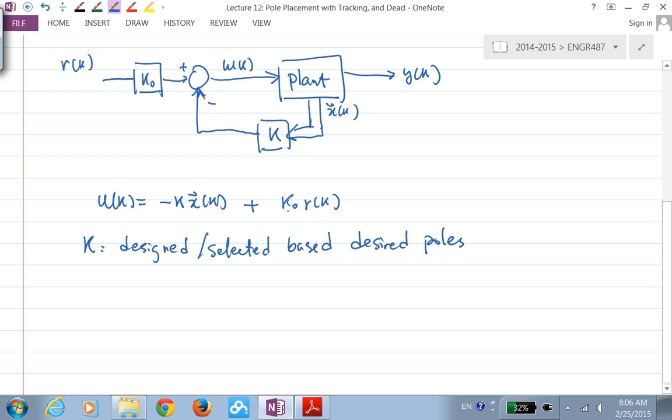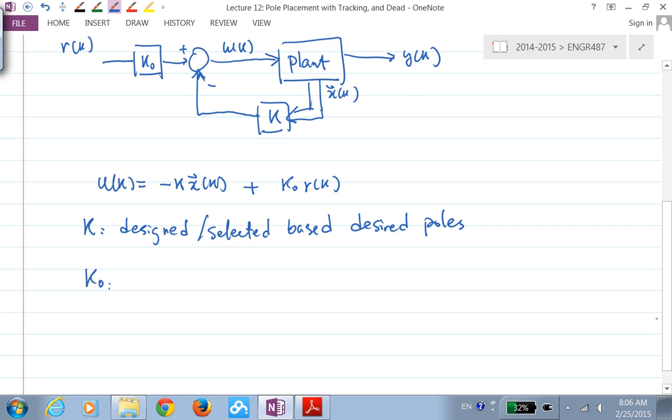As we're going to see later, for the K naught value, we're talking about the tracking problem. Basically what we're saying is we want the y to be the same as the r, right? So if I use a step input as a reference, say the step magnitude is 1, then the output y is required to end up at 1 too. So the idea is you have to calculate the K naught such that y of k will end up at r of k. That's what the K naught is supposed to do.